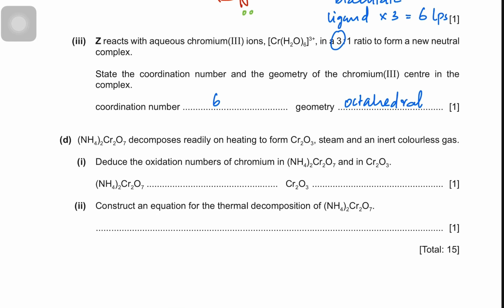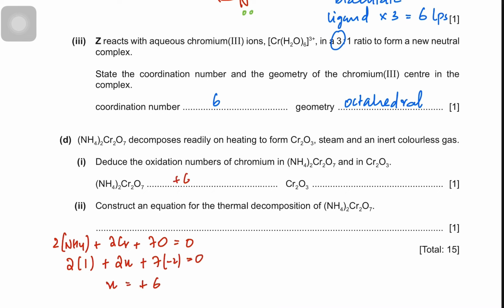Now, part D says the diammonium dichromate decomposes readily on heating to form chromium oxide, steam, and an inert gas. Deduce the oxidation number. Now that is pretty basic. Ammonium is twice, there are 2 chromiums and 7 oxygens, which means the net charge is 0. Ammonium is +1, chromium is unknown, and 7 oxygens means minus 14 oxidation number. You solve for X, you get +6, so chromium in the dichromate is +6.